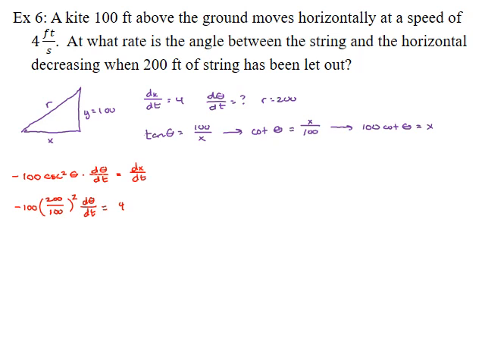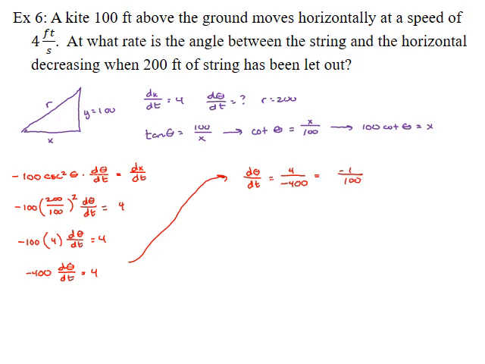All right, do a little bit of arithmetic here. So this would be negative 100 times 200 divided by 100 is 2, and 2 squared is 4. This is going to give me negative 400 dθ/dt is equal to 4. And then by dividing both sides by negative 400, dθ/dt is 4 over negative 400, which is negative 1 over 100.